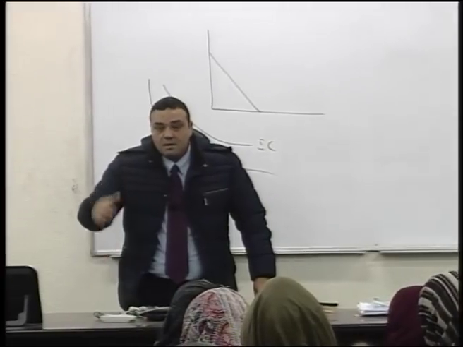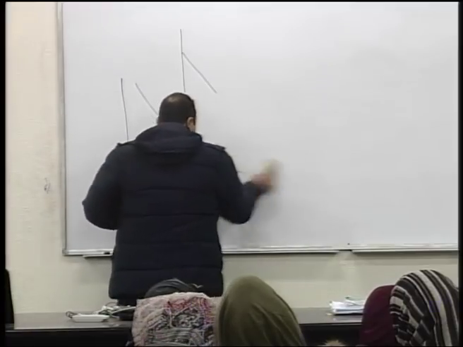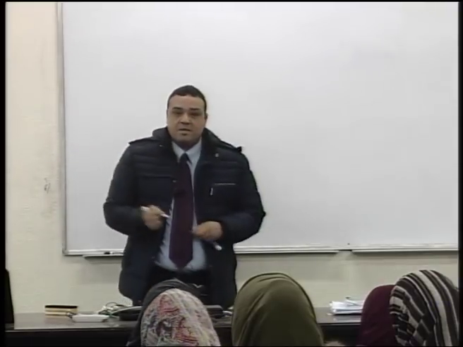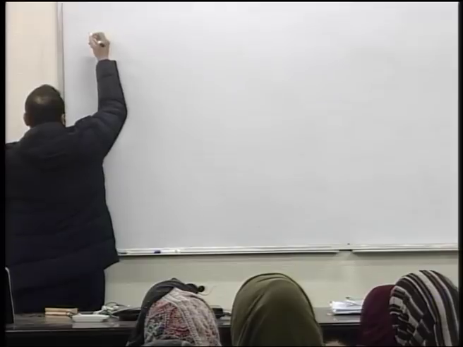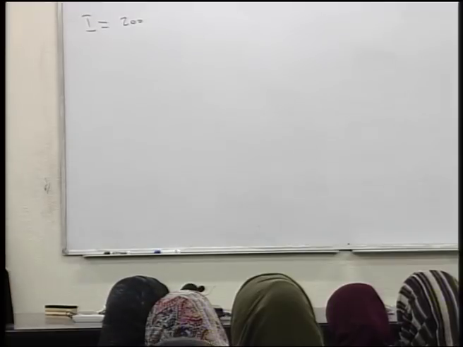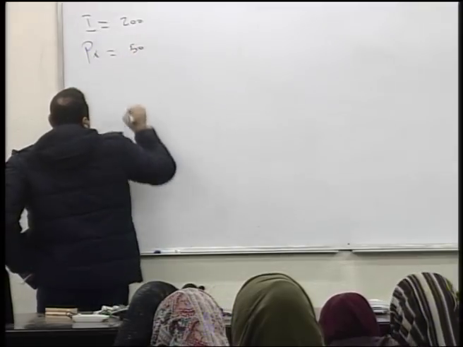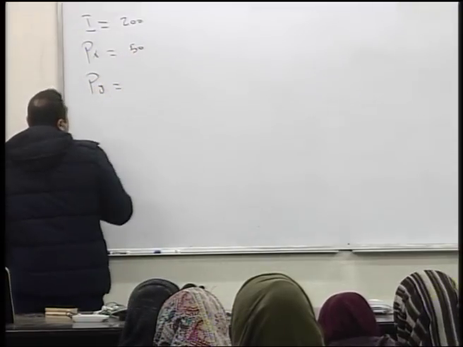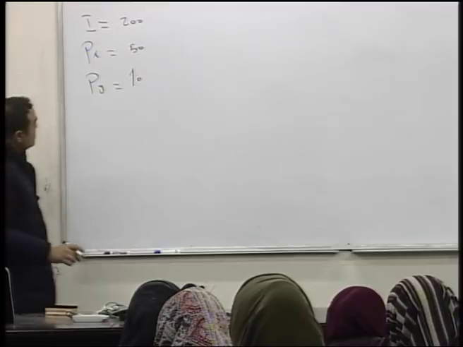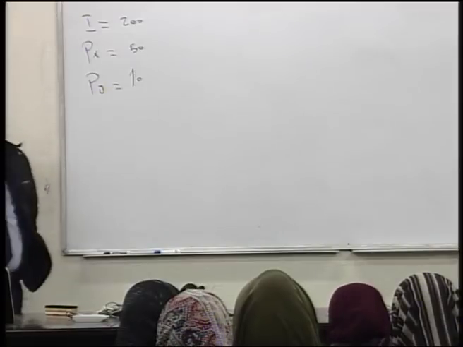All right. In the last class, we said that we can derive the budget line using the income and the prices. So let us assume that the consumer's income equals $200, the price of X equals $50, and the price of Y equals $10 or $20. Okay. Now let's derive the budget line.